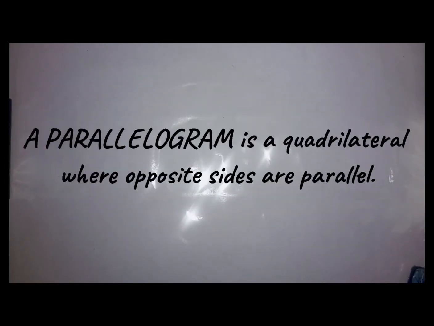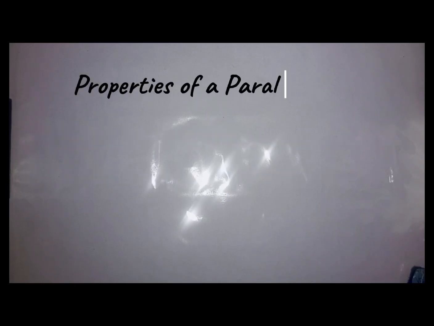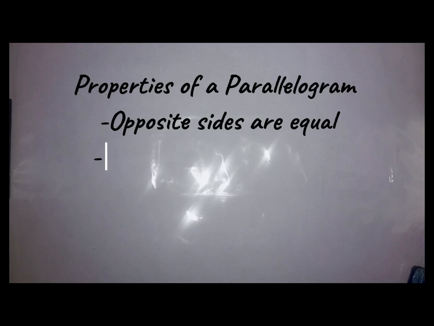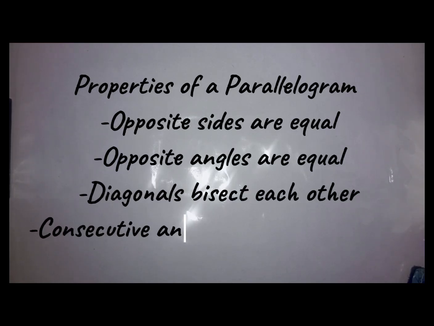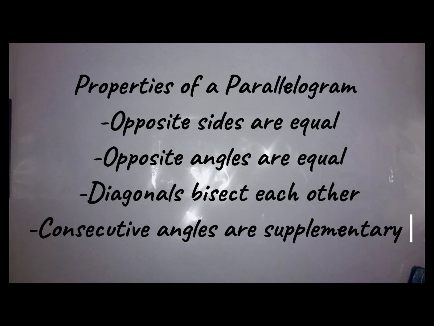A parallelogram is a quadrilateral where opposite sides are parallel. So here are the properties of a parallelogram. First, opposite sides are equal. Second, opposite angles are equal. Third, the diagonals bisect each other. And fourth, consecutive angles are supplementary.